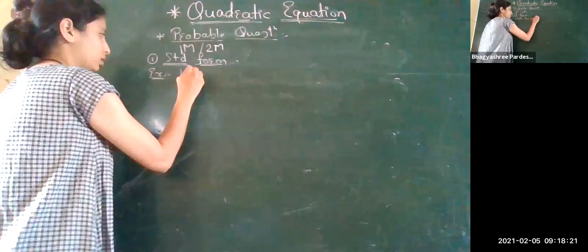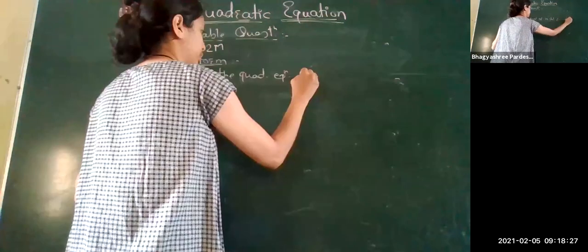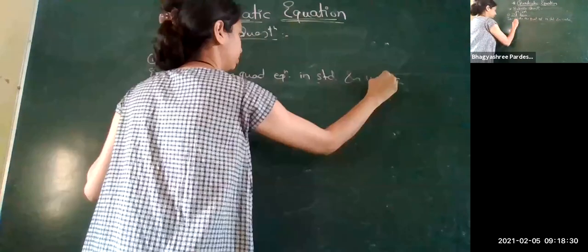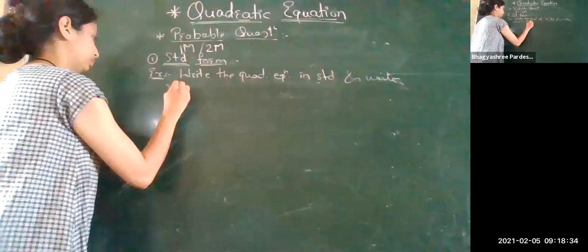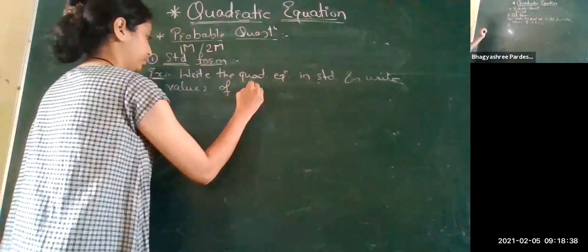Quadratic equation in the standard form. Write values of a, b, c. So let's see the first example here.